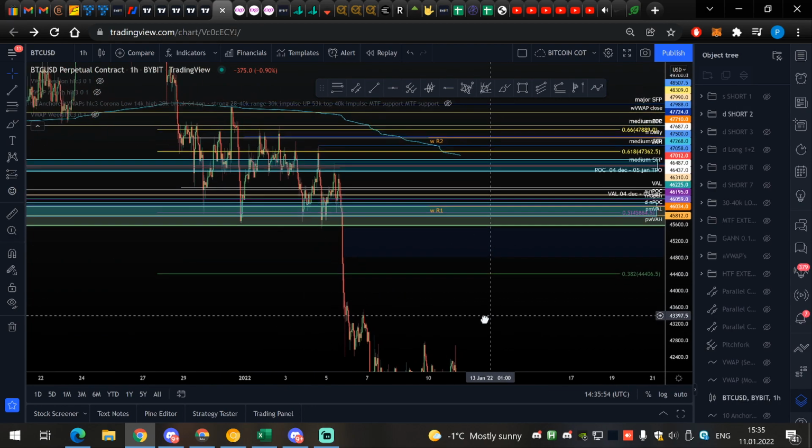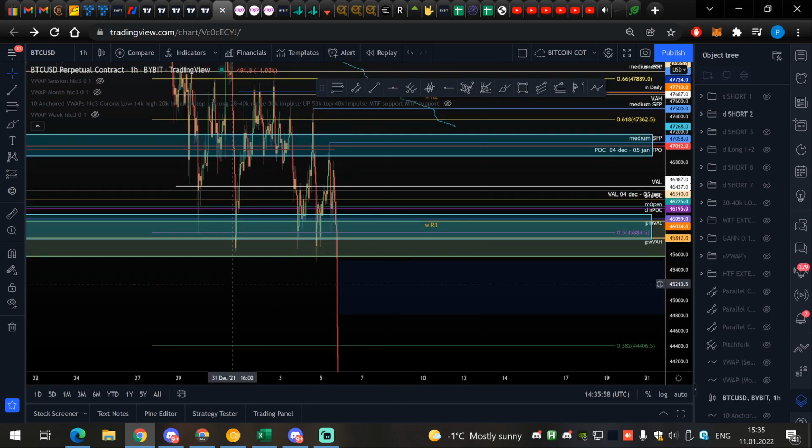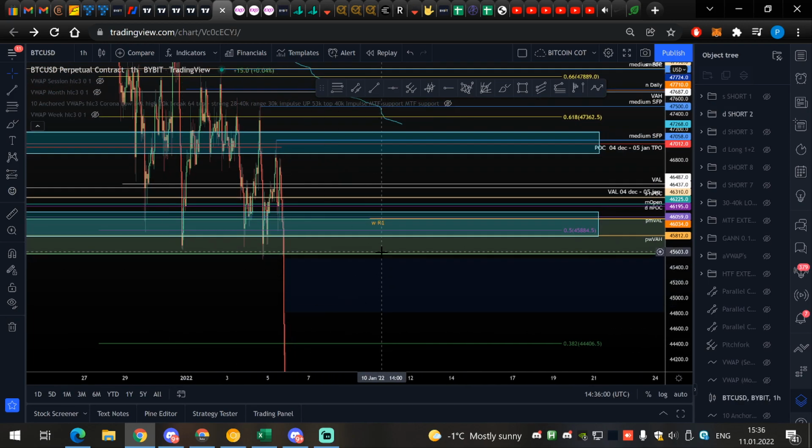Look at the packed area. Crazy, crazy. I do not need to tell you, so many levels here. As I said before, when we fill the single prints, we are starting to have the previous week value area high, where many people take profits, you know, at VAH. And then we have the previous month value area low, which is usually resistance on first touch.